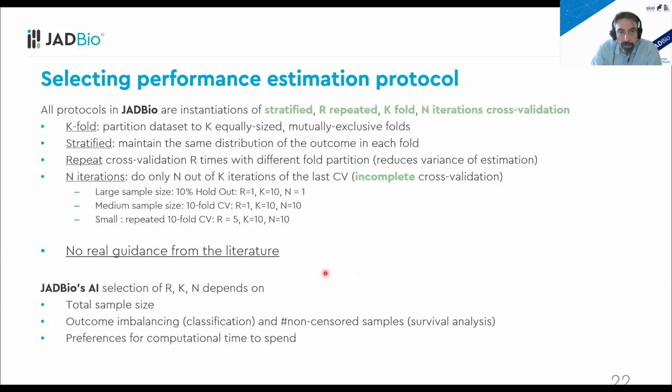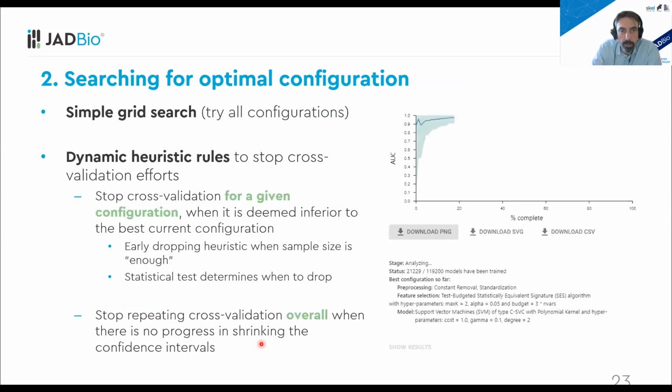But I'm going to skip the technical details. It suffices to say that we have put in our AI system in JADBio how we select which protocol to run based on several factors like the total sample size and how imbalanced are the classes that we try to predict and the preference of the user for how much computational time to spend and the like. So that was an important problem to solve to automate things.